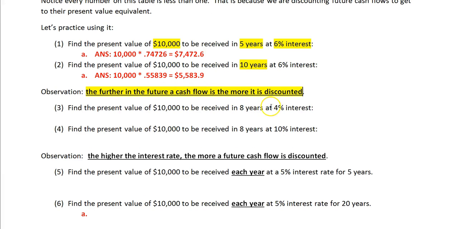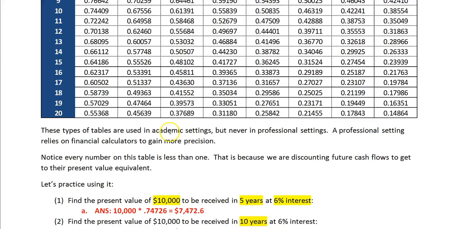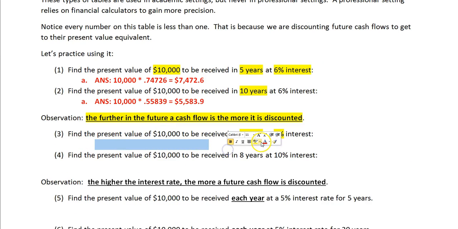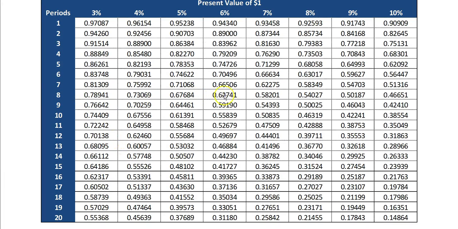We're going to do a couple more because I want to show you what happens if the interest rates change. So this time it's $10,000 to be received in 8 years, 4%. So 8 years, 4% is this number, 0.73069. And then we're going to look at $10,000 to be received in 8 years again, but this time at a 10% interest rate. So 8 years, 10%. Hopefully my eyes aren't off. It looks like the 0.46651.